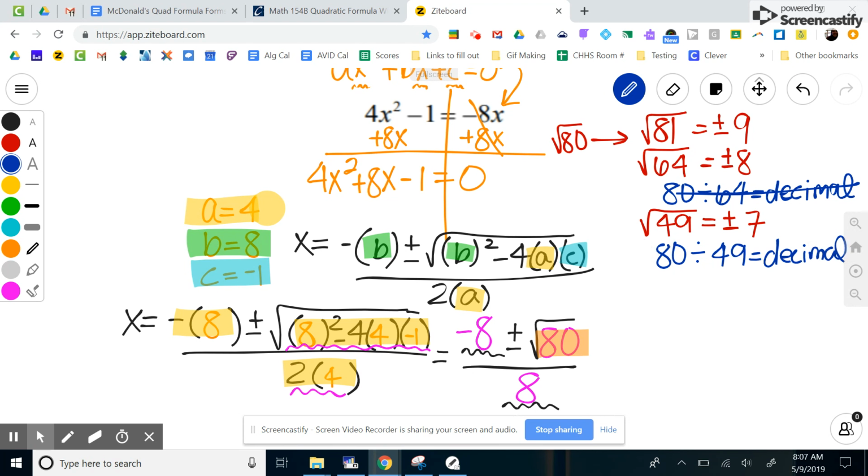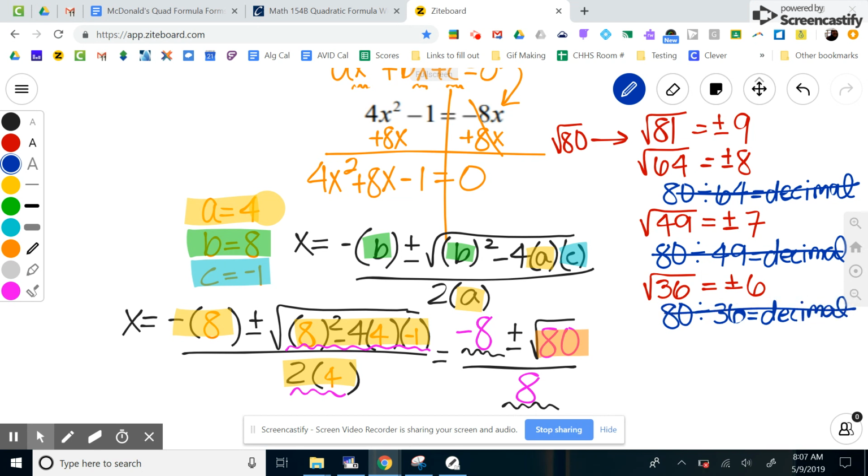So again, we could cross this out because it does not go in evenly. Next smallest number is the square root of 36, which is equal to plus or minus 6. So I'm going to divide again. So I've got 80 divided by 36, which again gives me a decimal.